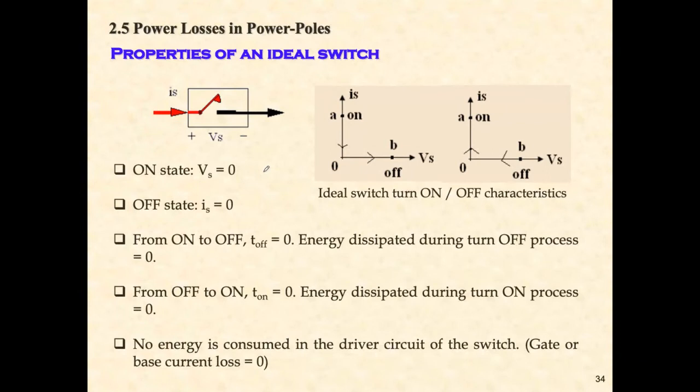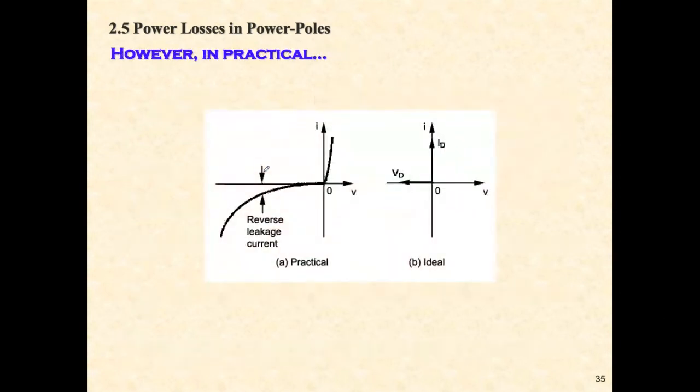However, during the operation, there should be power losses. The power losses can come from many aspects, but here we just introduce two aspects: switching and forward, or conducting. Here also for your reference, this is the ideal case, but in practice, it looks like this.